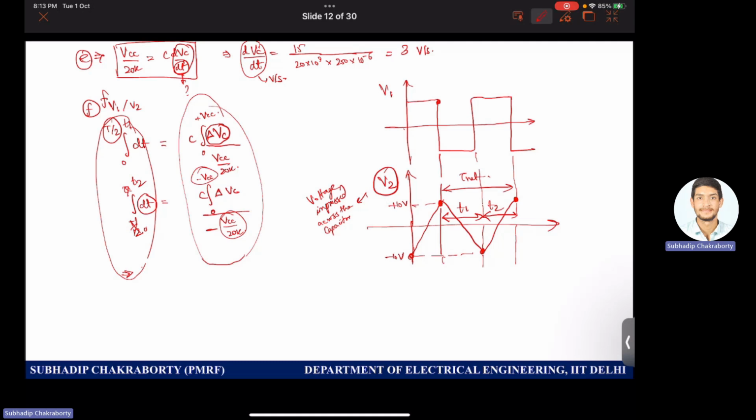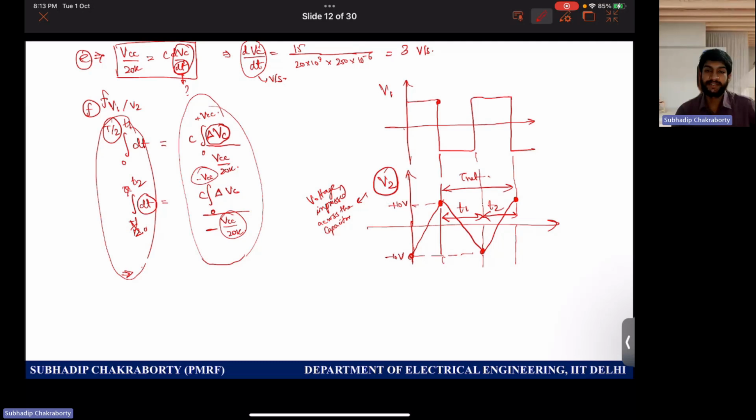So as you can see, we need to fix the limits, right? So it was from plus VCC to minus VCC, right? Plus VCC to minus VCC. Then again minus VCC to plus VCC, right? Just see the waveform.